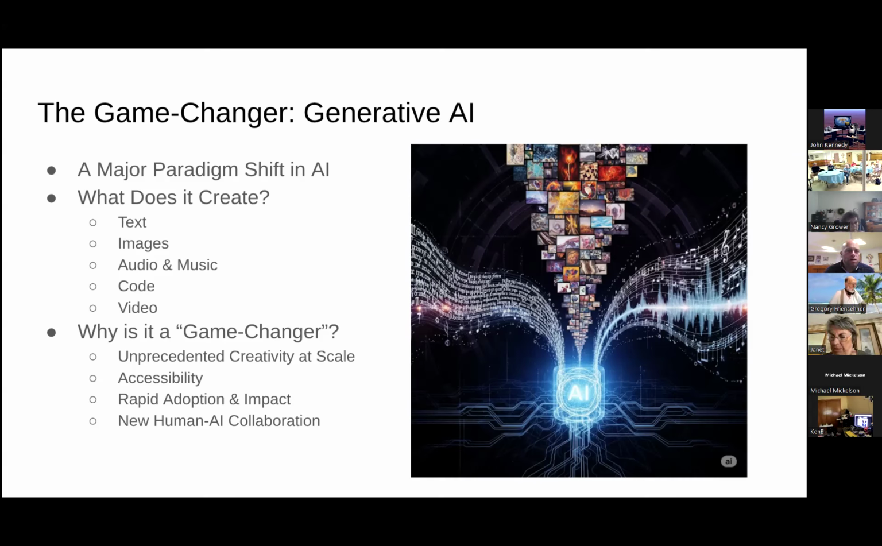So what does this generative AI create for people? It creates text in the form of articles, stories, software code, marketing copy, summaries, dialogues. It creates images. It creates realistic photos, artistic illustrations, 3D models, and it does it all from text prompts. They're using generative AI to create audio and music, voiceovers, sound effects, original musical compositions.